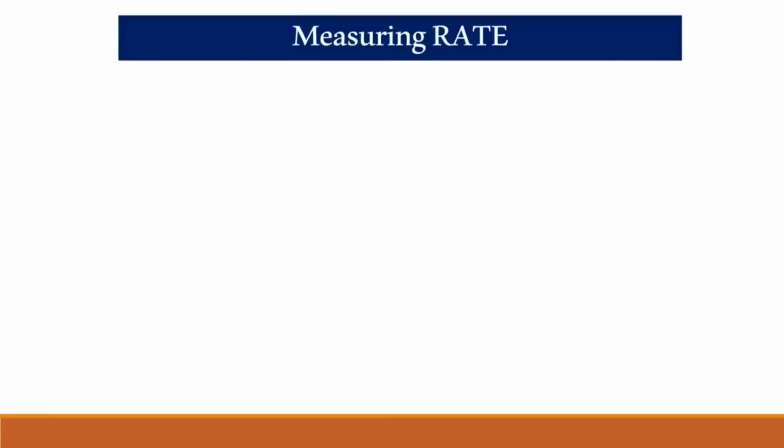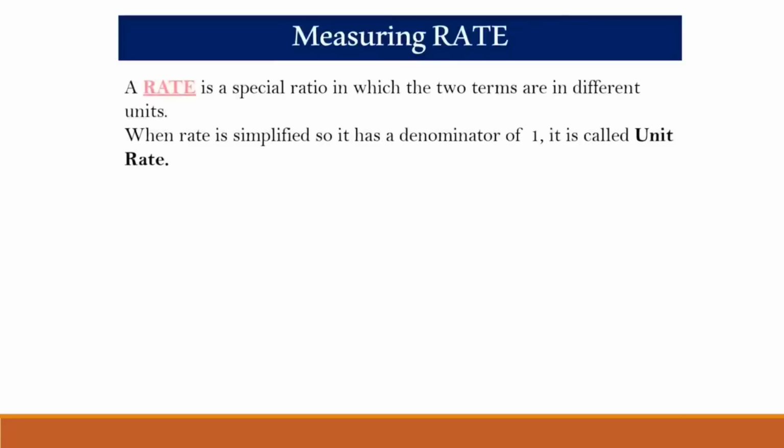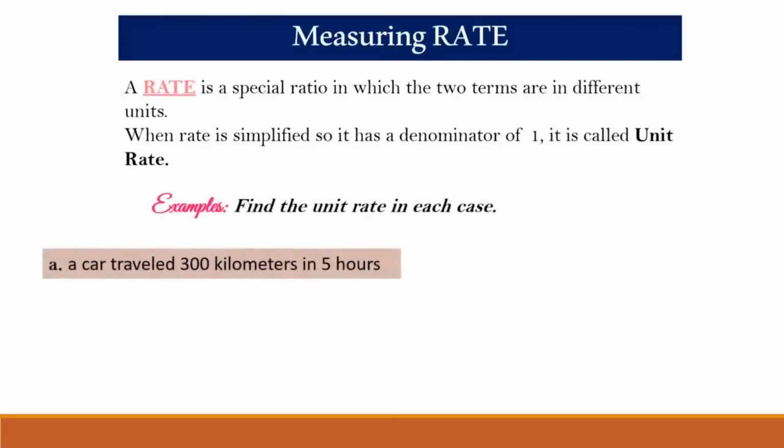Lastly, we have the measure of rate. A rate is a special ratio in which the two terms are in different units. When a rate is simplified so it has a denominator of 1, it is called unit rate. Here are some examples. So we are going to find the unit rate in each case. For example A, a car traveled 300 kilometers in 5 hours. So for us to get its unit rate, we express it as a fraction first. So we have 300 kilometers over 5 hours.